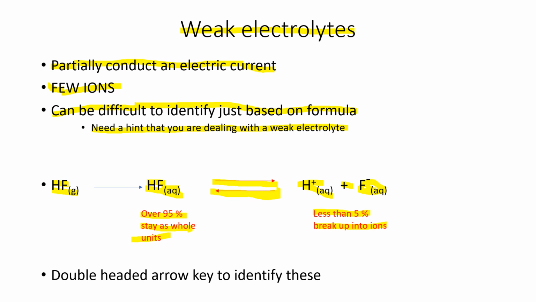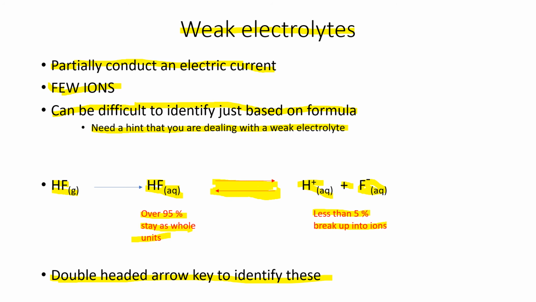So if we look at something like HF, if we started with 100 units of HF, and let's just say 2% of them break up, well, I'd get 2 H pluses and 2 F minuses. I'd get 4 units of ions for starting with 100 units of HF. So I'm only producing some ions out of this, a couple ions, a few ions. I'm only going to produce about 4 units of ions out of this. And the key to looking at this is this double-headed arrow. Your double-headed arrow is key to identifying these.